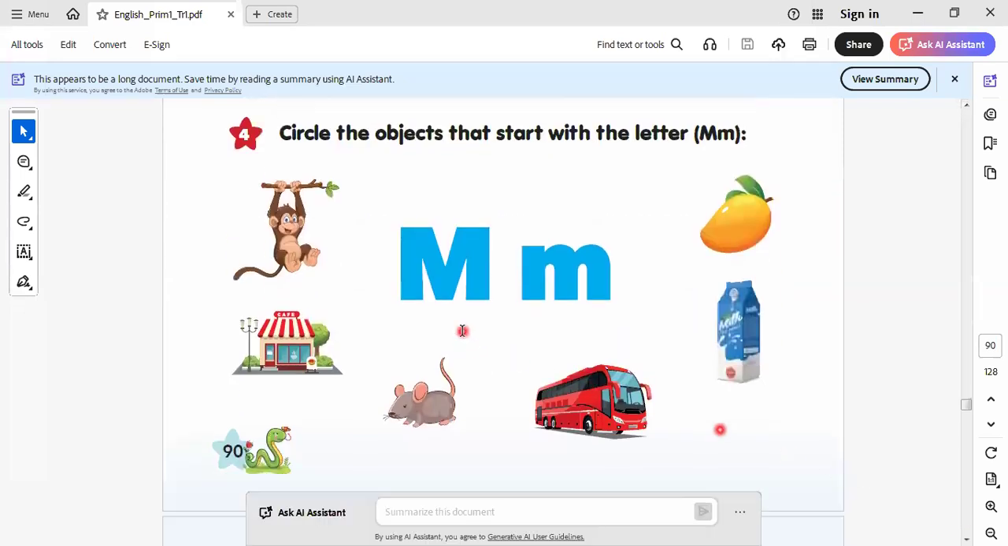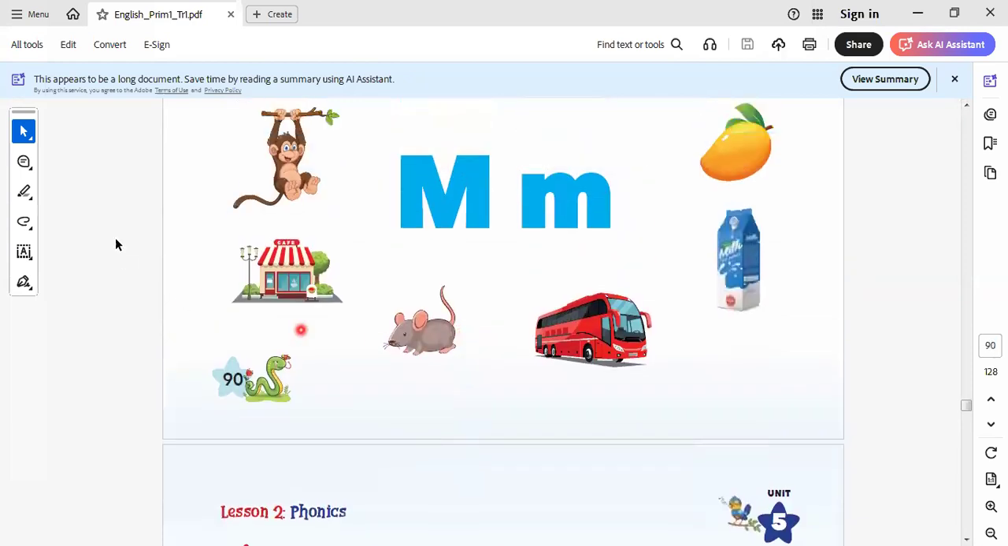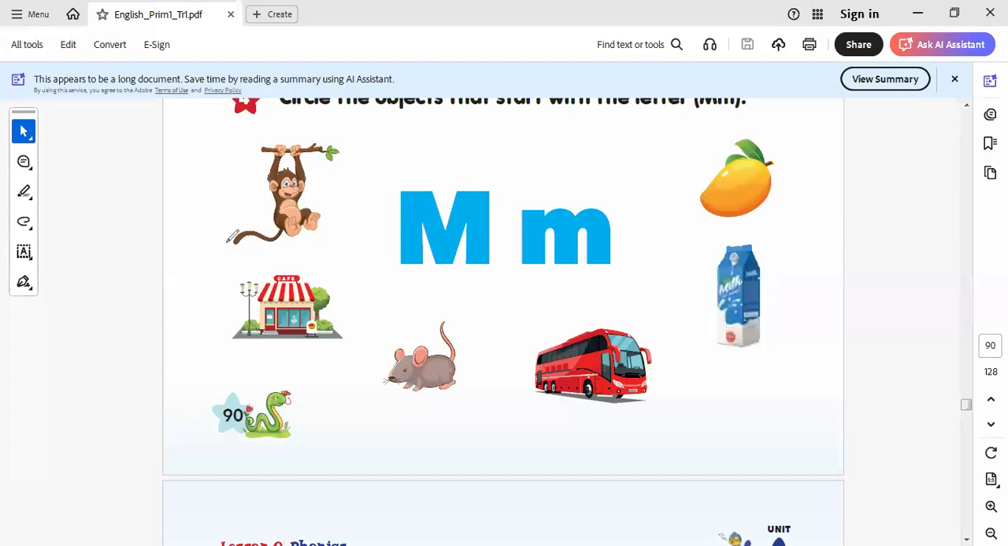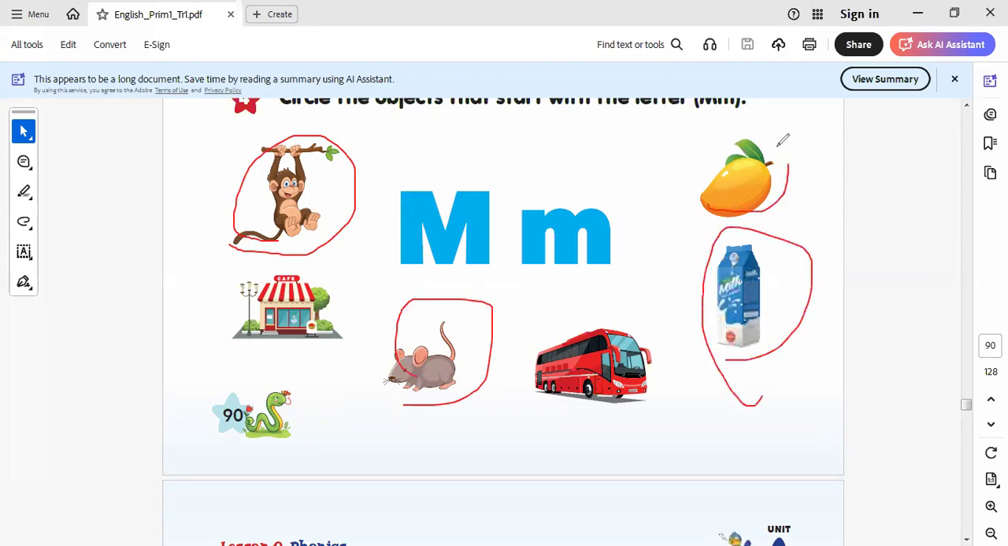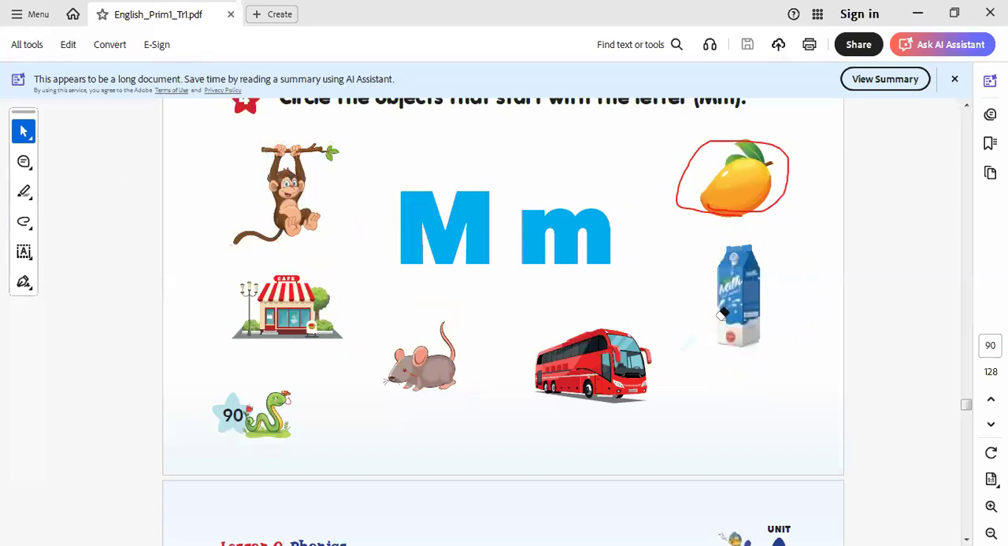Here is the activity about letter M. Let's select the words related to letter M. Monkey. Here is mouse, milk, and mango. All these words start with letter M. Let's go to another item here.